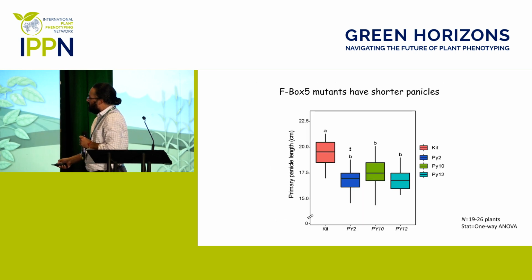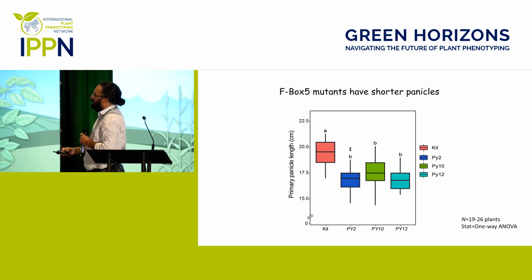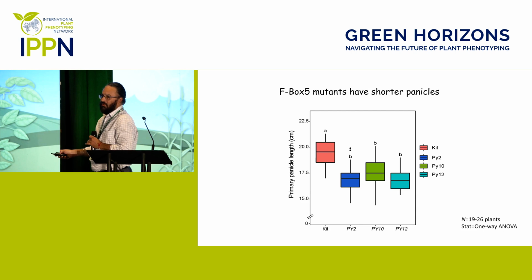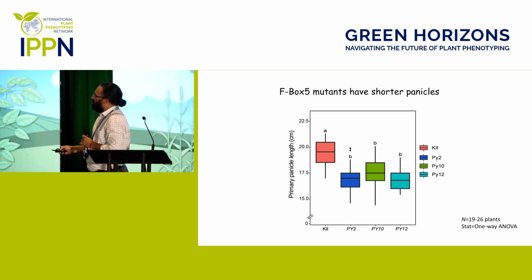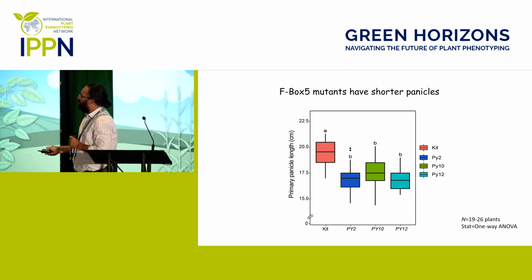So we selected one of these genes and we made gene edits. It's an FBOX gene, and there are several hundred members of this gene family in rice and in other plants. And we called it FBOX 5, lack of any creativity there.